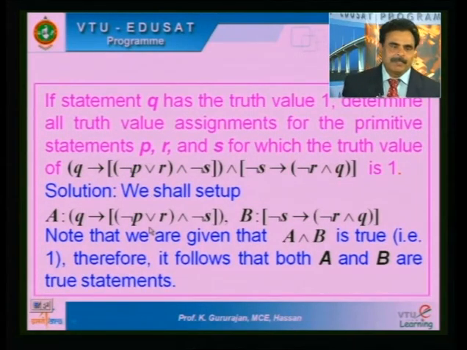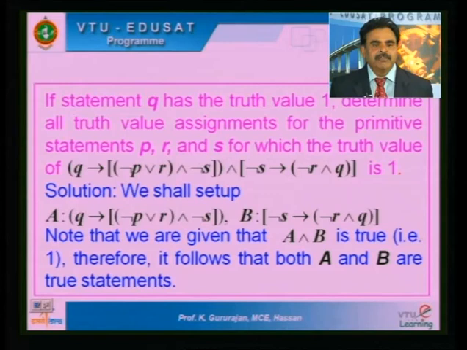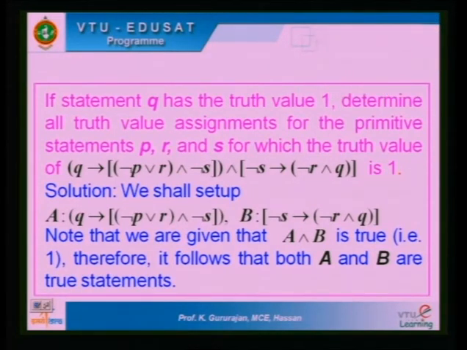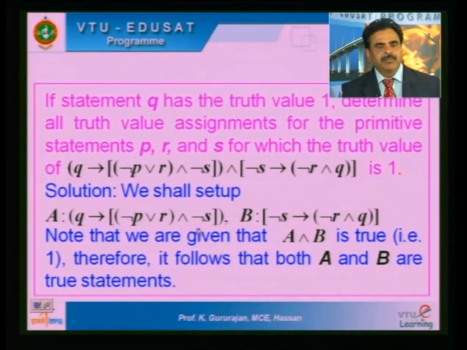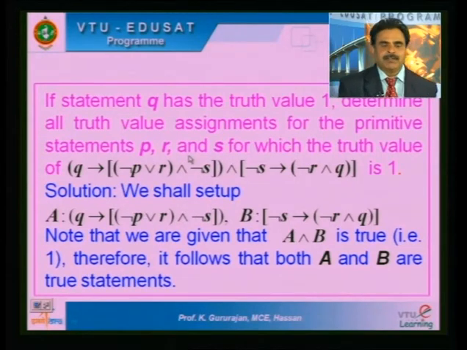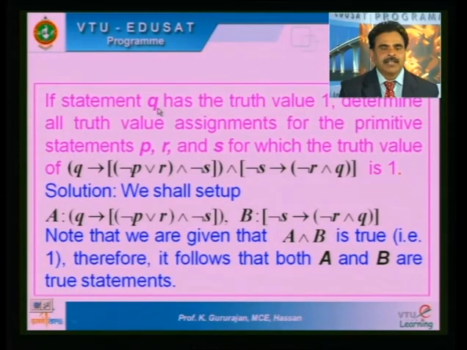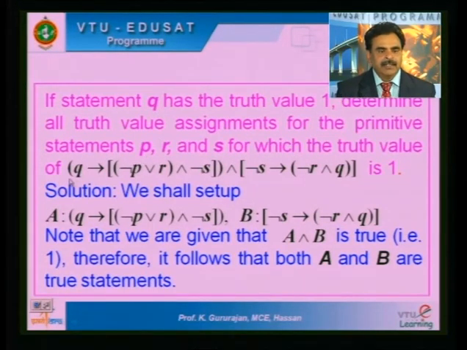Now, look at the next problem. Here you are given that Q has the truth value 1. That means what? Q is true. What are the possible truth values we can give to P, R and S, for which this whole statement is true? Please remember in this problem that Q has the truth value 1. Q is true and this statement is true. Then what are the possible truth values we can find for P, R and S?